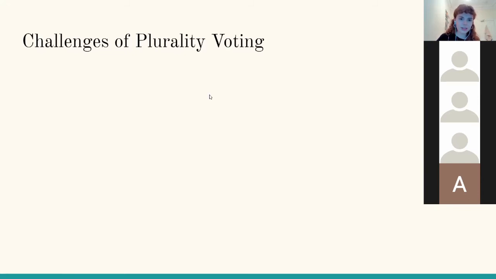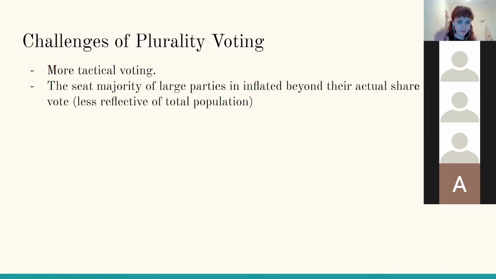Challenges attached to plurality voting. So the most obvious one is tactical voting, and we'll talk more about that in a second with the spoiler effect, and the seat majorities of large parties being inflated beyond their actual share of the vote. So you could argue this is less reflective of the total population, and you're not fulfilling as much of the representation aspect of a democratic system that you want.